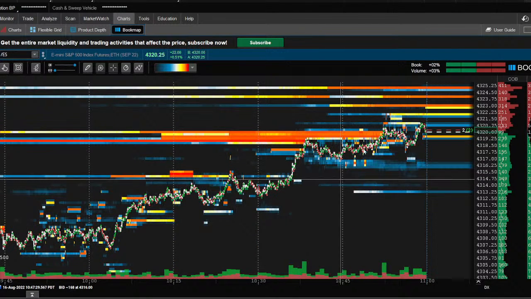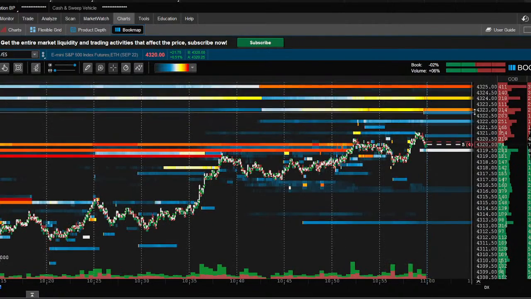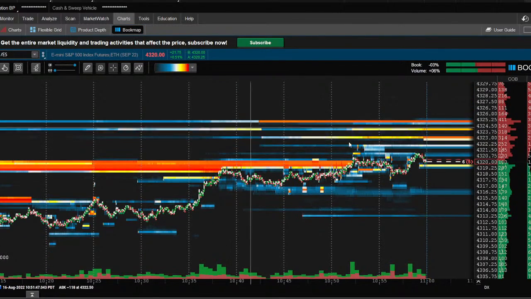This thing's still ripping higher, huh? Because now there's more liquidity up there. They're adding more liquidity.